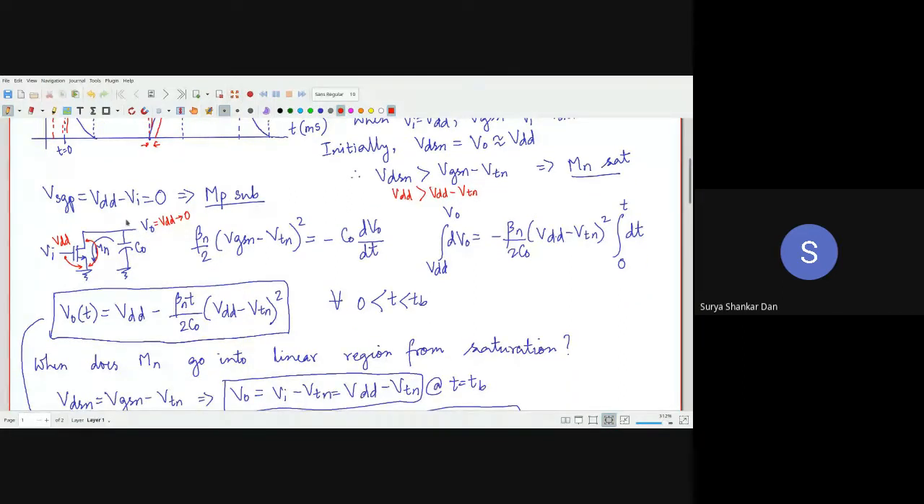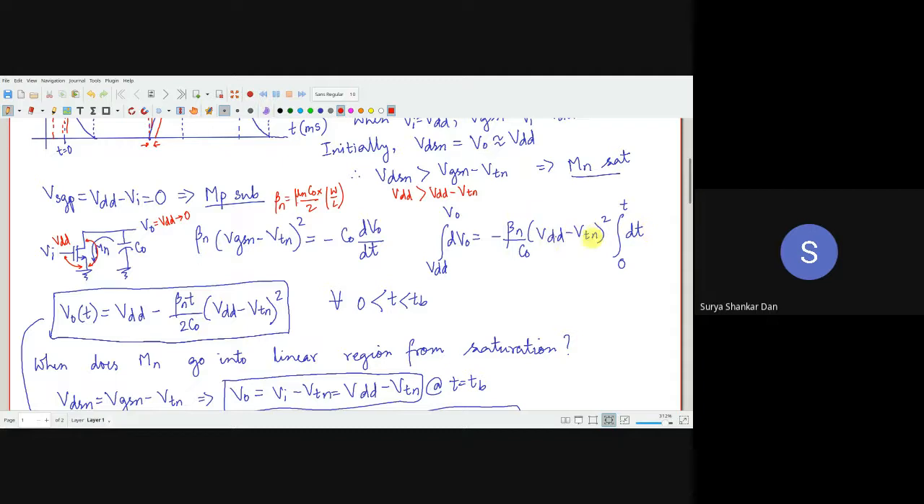Okay. So if it is in saturation, I'll just use the saturation current. That is, beta N by 2, we remove the 2. VGSN minus VTN whole square minus this. Because I'll be choosing beta N is equal to... okay. So this 2 is not here. So beta N by CO, in place of VGSN, VDD minus VTN whole square, integral 0 to T. Yes.